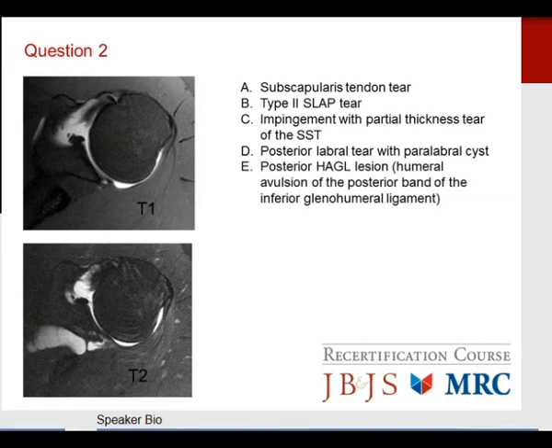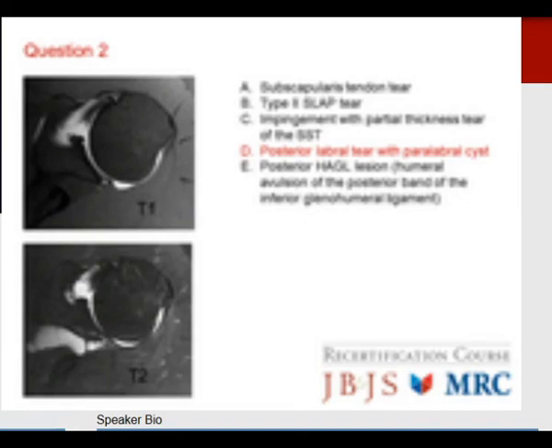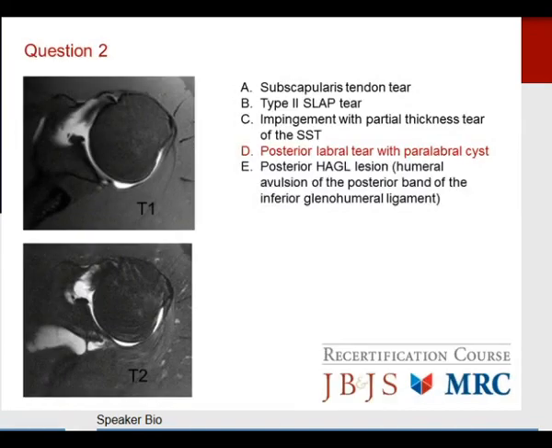Is this most likely a subscapularis tendon tear? B, a type 2 SLAP tear. C, is this impingement with a partial thickness tear of the supraspinatus tendon? D, is this a posterior labral tear with paralabral cyst? Or E, is this a posterior HAGL lesion, humeral avulsion of the posterior band of the inferior glenohumeral ligament? And the most likely answer, or the most correct answer, is a posterior labral tear with a paralabral cyst.